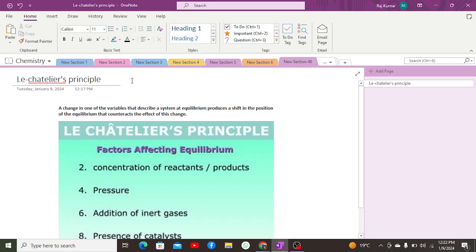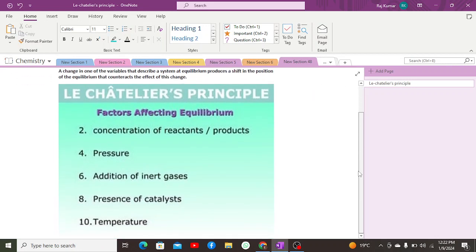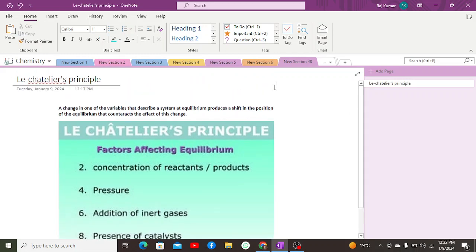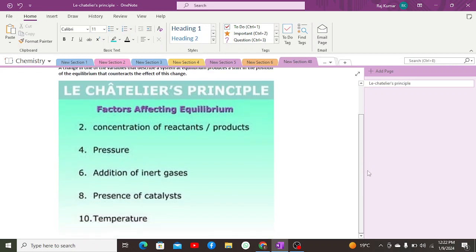So Le Chatelier came out with certain factors: whenever an external factor acts upon equilibrium, it causes a stress or strain over the equilibrium. Le Chatelier's principle studied the effects of factors on equilibrium in the presence of stress and strain. There are basically three types of factors present in our book, and we are going to discuss those. First is the concentration of reactants and products, second is pressure, and third is the temperature.